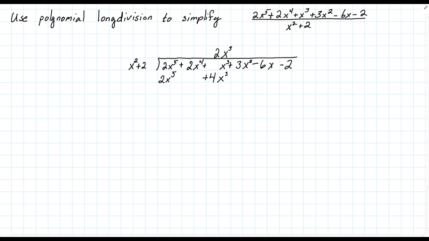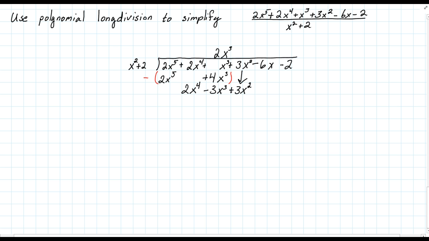All right. And then when I subtract, I will bring down that 2x to the 4th and then also negative 3x cubed. And then I also have to bring down that 3x squared.